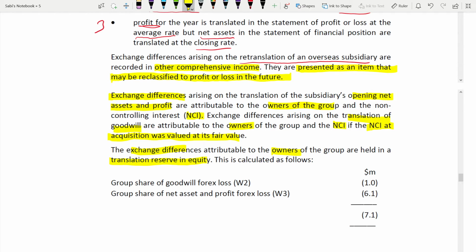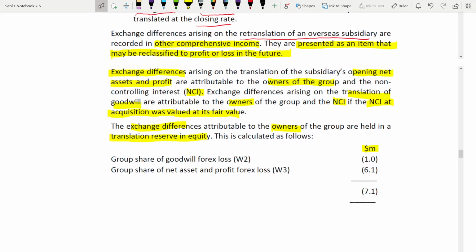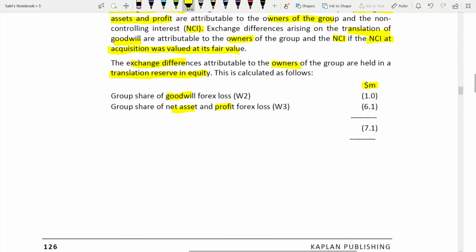Okay. So this is calculated as follows. They have given you dollar millions and how it is calculated. We have separate workings for each. One is the goodwill, the group share of the goodwill forex loss. Maybe it's a loss. The other one is the net assets and profit share, the group share. And it's a loss. So together a 7.1 million loss: 1 million loss and 6.1 million loss. Now let us see the workings.